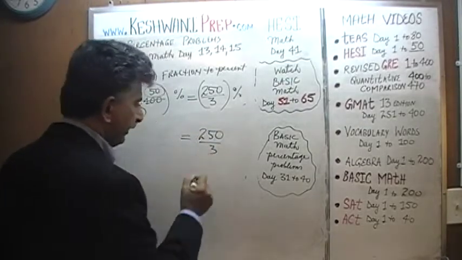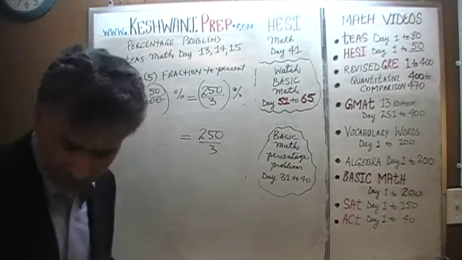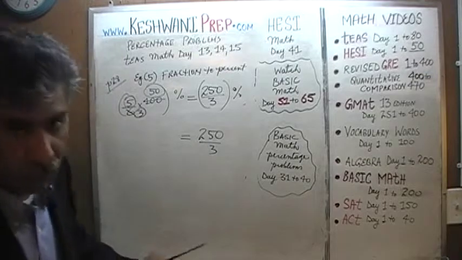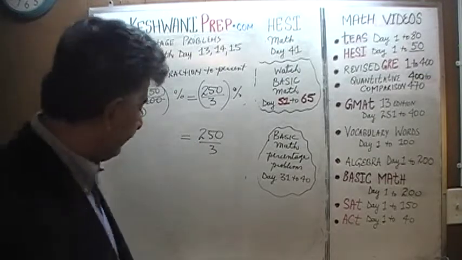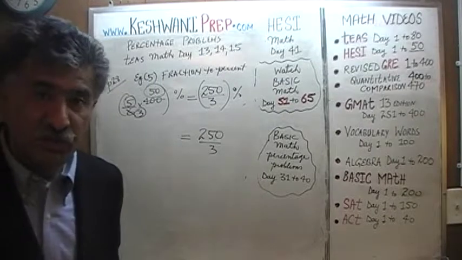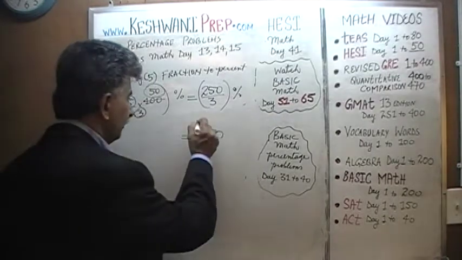250, we're going to divide it by 3. Let's begin the process. How do we go about dividing 250 by 3? Well, it's very simple. One digit at a time. How many 3's does 2 have? 2 has no 3's.